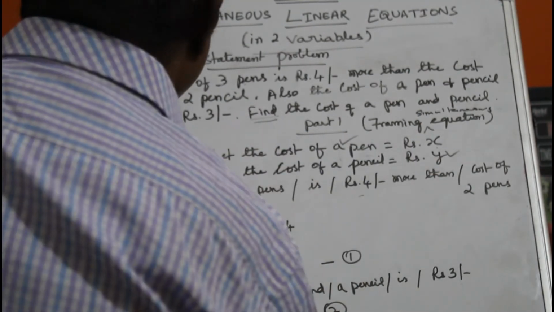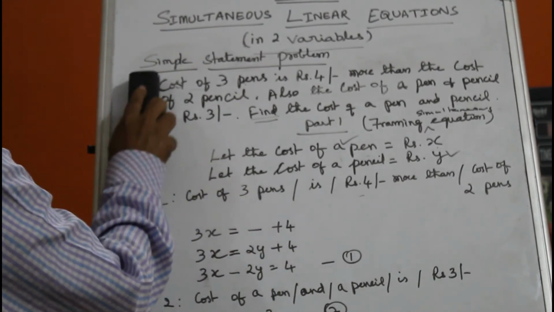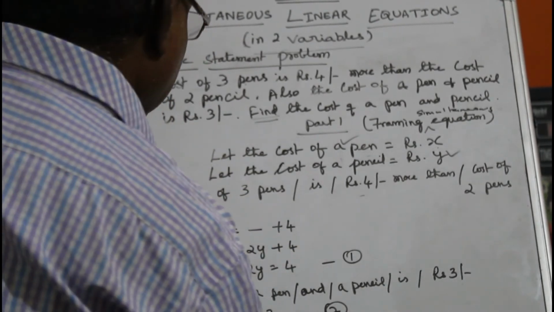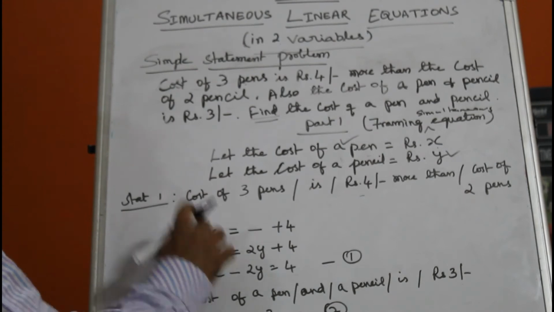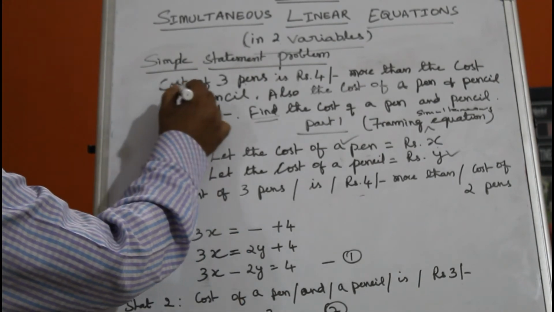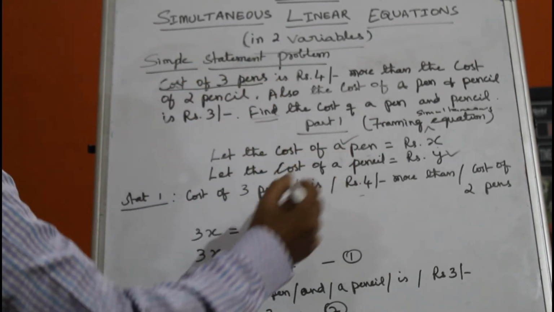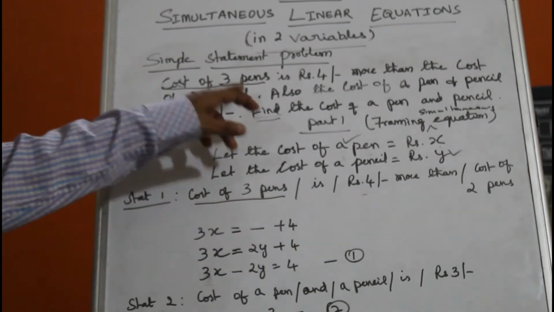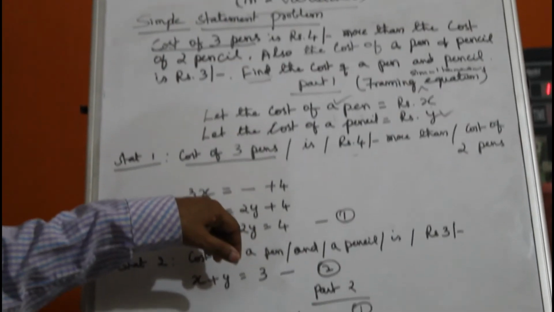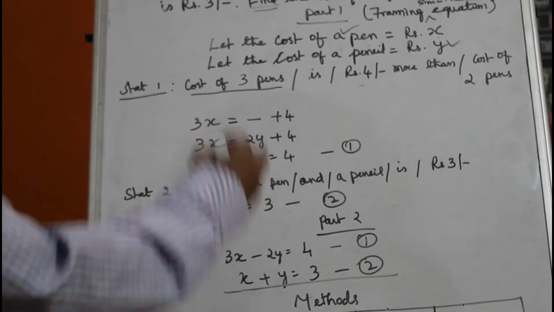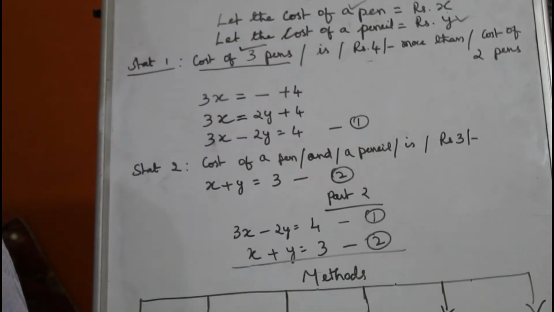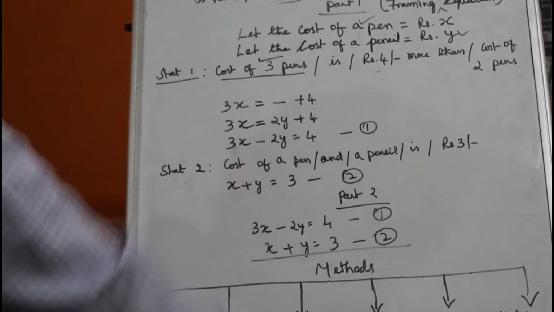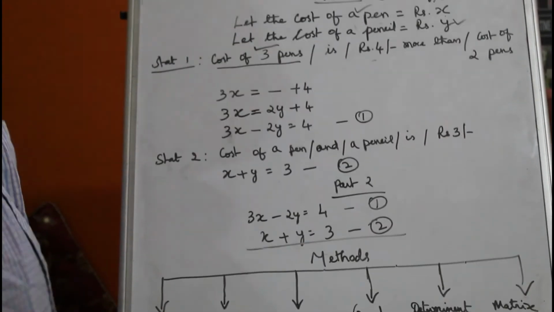Therefore, cost of 3 pens is how much? 1 pen is X rupees. Cost of 3 pens is 3X rupees. Look here, cost of 3 pens. It is given here also. Because 1 pen is X rupees, you put 3 pens is 3X rupees. So this part of the statement is over. This is called analyzing statement 1. So you have to frame an equation from the statement 1.